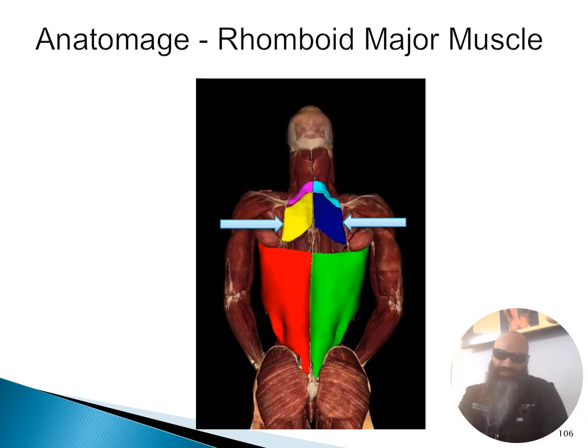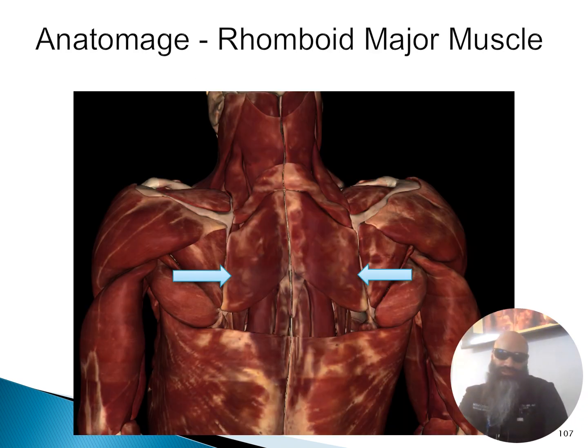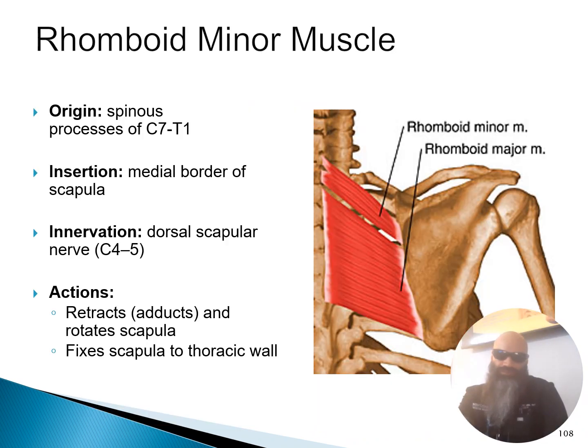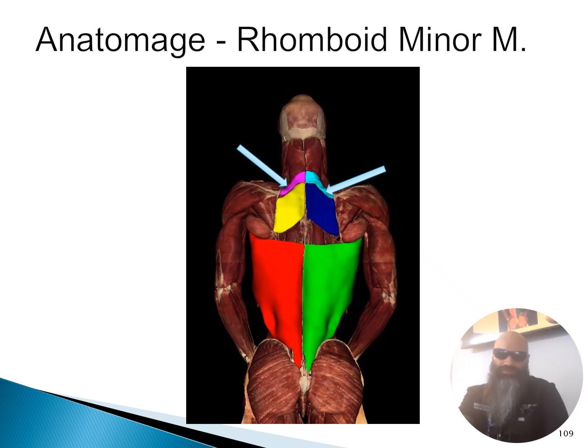Origin, insertion, innervation, action. Rhomboid major. Anatomage, this is him with no colors on there. Rhomboid minor, he's superior to the major muscle. He's over here. It's kind of like someone put a book on his back and stopped reading, and the rhomboid minor is the bookmark. Okay, there you go.